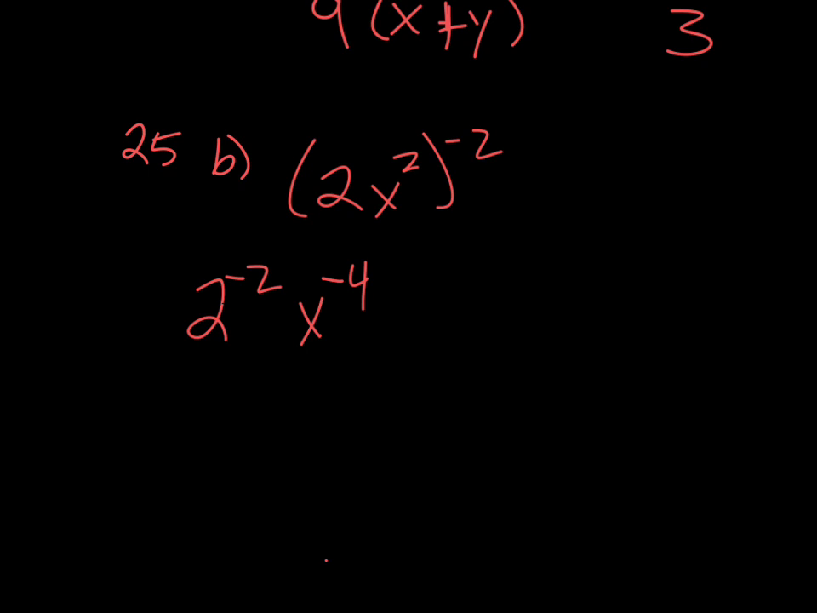Don't ever leave a negative exponent in there in pre-calc. Don't leave it in there? No. So now put that in a fraction: 1 over 2 squared, and then 1 over x to the 4th power. So 1 over 2 squared x to the 4th.